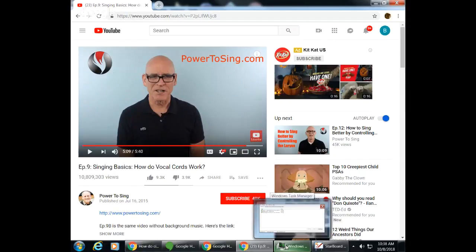So the length of the vocal cords can change, right? The longer the length, the thinner they are, the higher the frequency, and the thicker and the shorter they are, the lower the frequency.